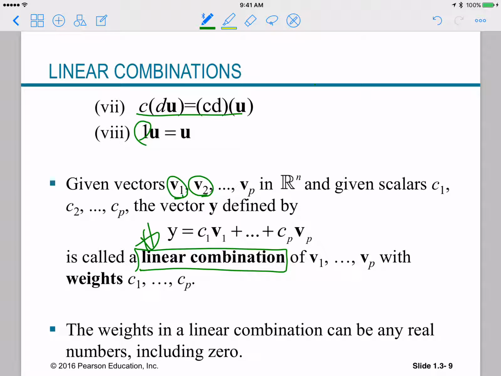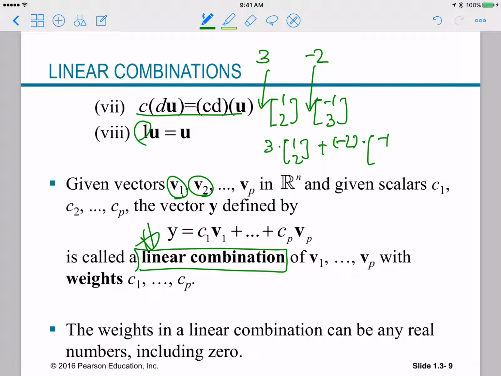So one example is this. I'm going to give you two vectors, (1, 2) and (-1, 3). And then I'm going to give you two associated scalars: the first vector's as maybe 3, and the second one's as maybe -2. And then you think of this: 3 times (1, 2) plus -2 times (-1, 3).